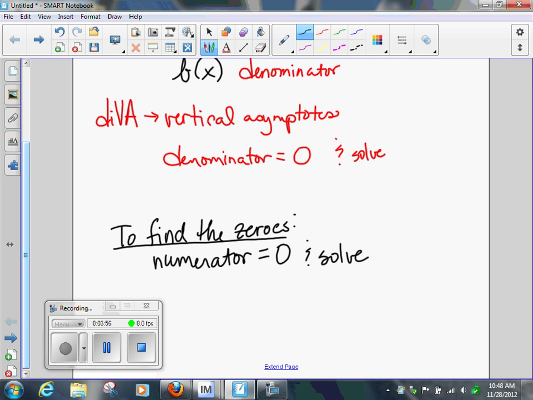So to find the vertical asymptotes, we set the denominator equal to 0 and solve. To find zeros, we set the numerator equal to 0 and solve. And then we've got those horizontal asymptotes out there. And that, if you look at your sheet, is the stuff at the bottom of that first box. And that's just clipped straight out of your book, okay?